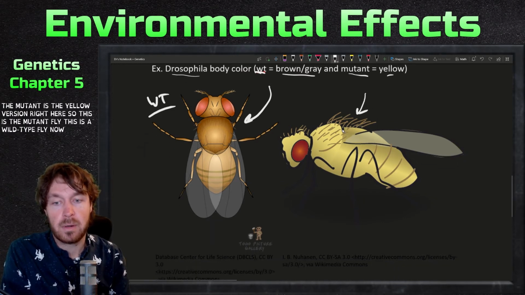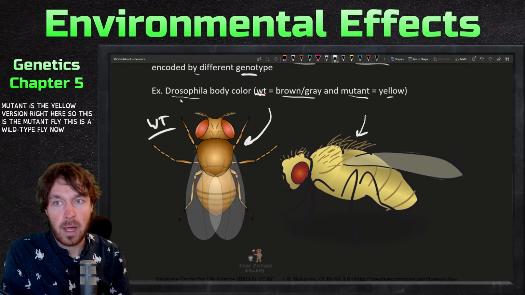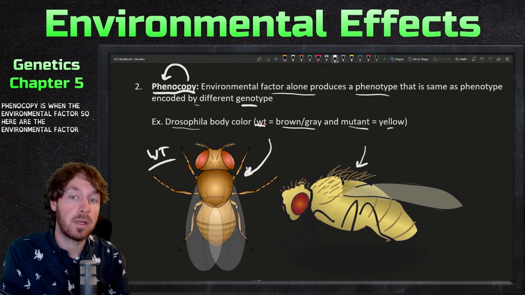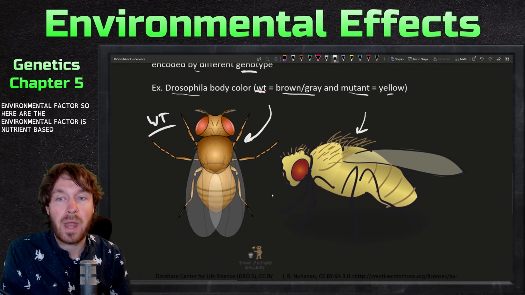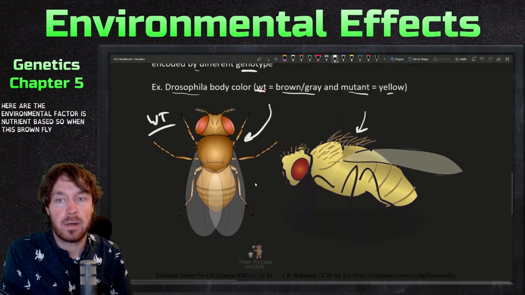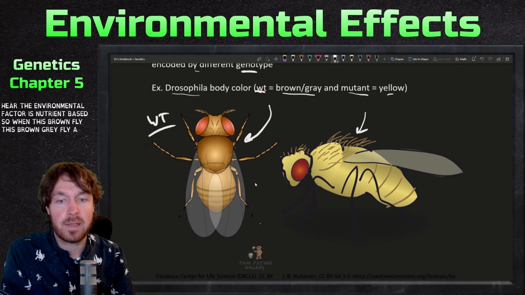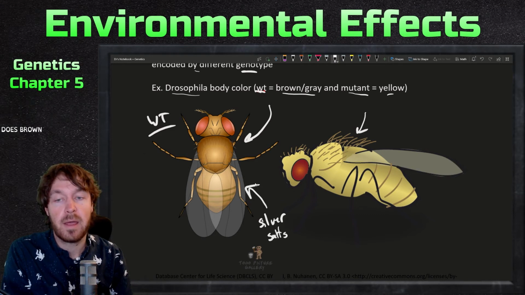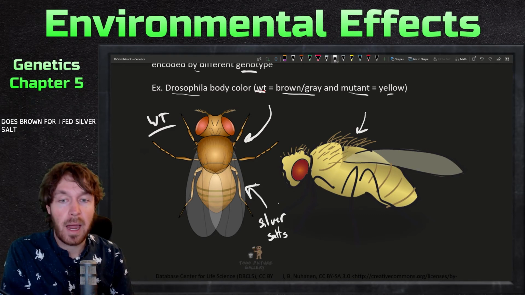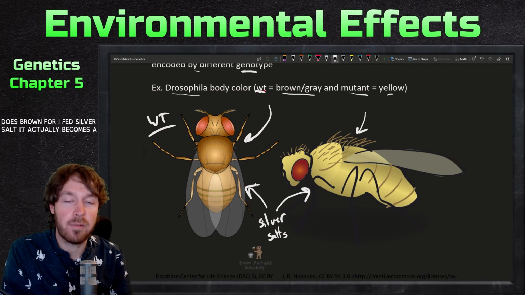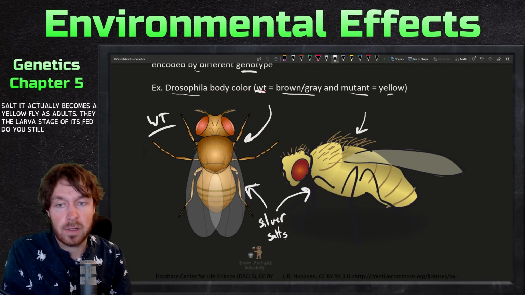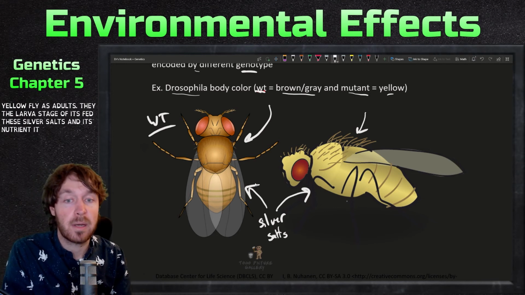Now, phenocopy is when the environmental factor, so here the environmental factor is nutrient based. So when this brown gray fly is fed something called silver salts, so this brown fly is fed silver salts, it actually becomes a yellow fly as an adult. So at the larva stage, if it's fed these silver salts in its nutrients, it actually becomes a yellow fly.